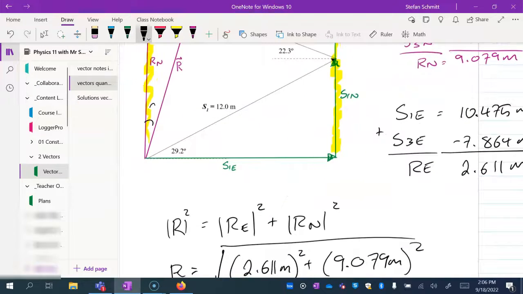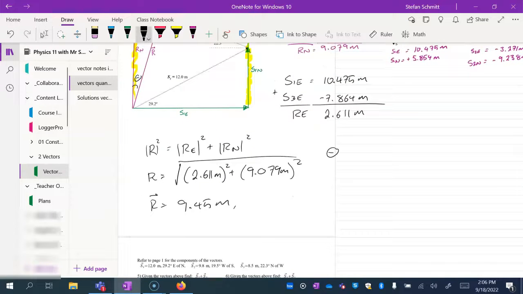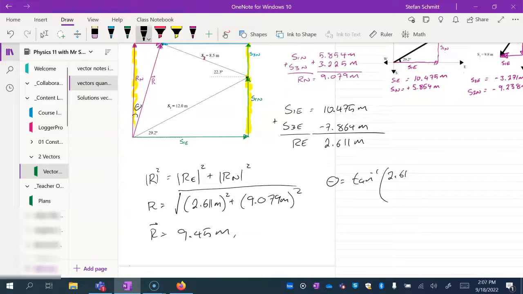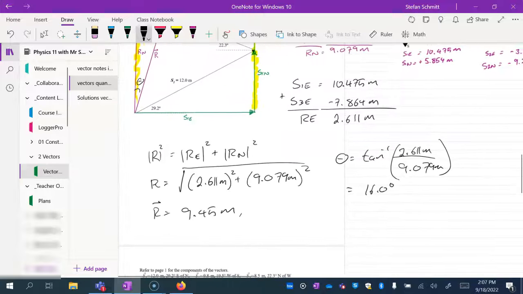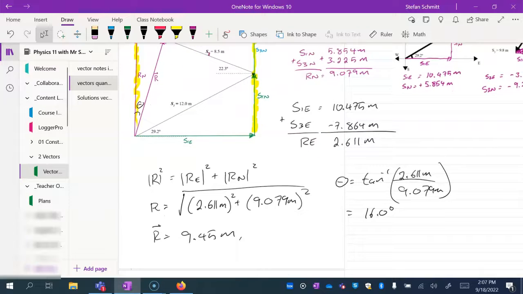Okay, we need to find the direction also. We can use tangent for this purpose. Let's find this angle. So that angle, theta, equals tan to the minus 1 of the opposite side, R east, which is 2.61 meters, divided by the adjacent side, which is 9.079 meters. That gives 16.0 degrees. So we get R is 9.45 meters and 16.0 degrees east of north.